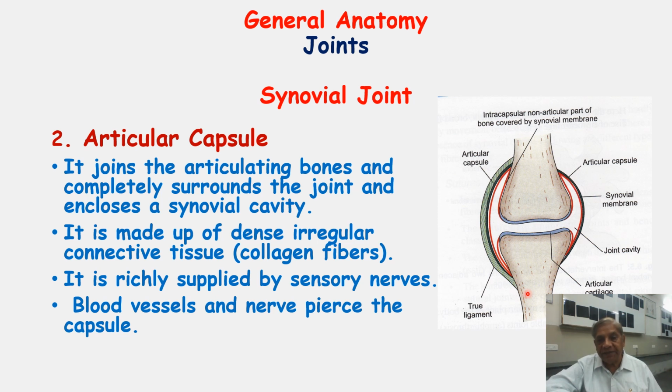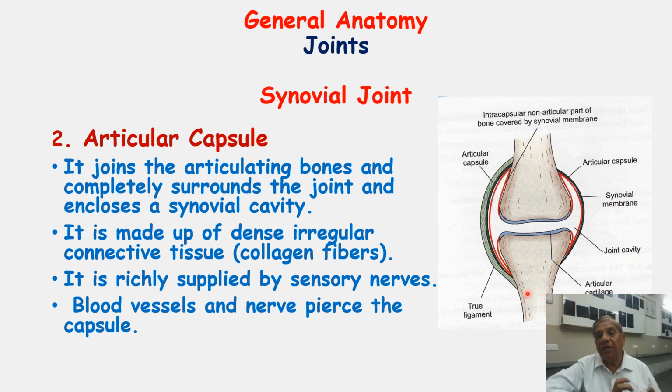So these two ends of the adjacent bones which are forming the joint are completely enclosed in a sheath of the articular capsule. Okay, and this articular capsule is made up of dense irregular connective tissue, which is collagen fibers. Okay, and this is important. Why should this be inelastic?